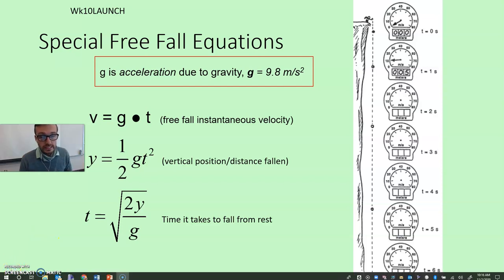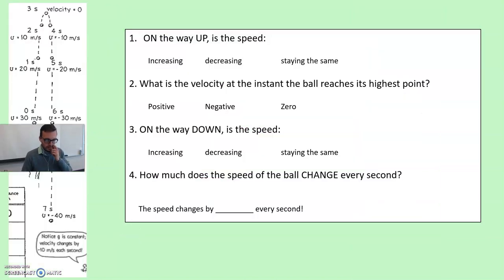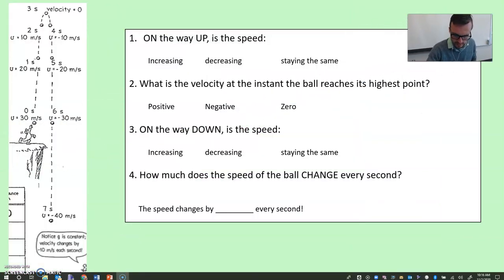So v equals gt gets you how fast you're falling at a certain time after falling in free fall for time t. y gets you how far you've fallen. And then if you look at this equation, I solved it for you for t. That would be how long it takes to fall a certain distance. Now let's talk about tossing things up into the air.